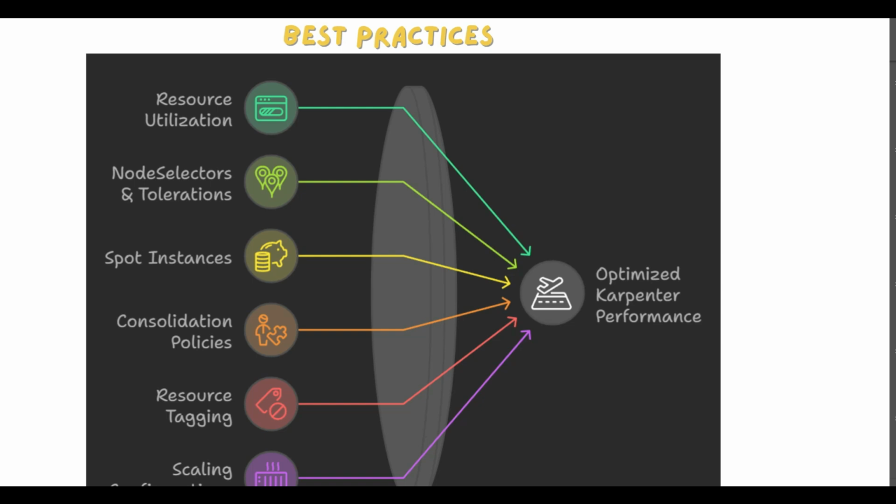Next, use consolidation policies. Karpenter's consolidation policy is designed to optimize Kubernetes cluster efficiency by dynamically adjusting nodes usage based on the workload demands. It identifies opportunities to either remove underutilized nodes or replace them with the more cost-effective instances, ensuring optimal resource utilization and cost saving.